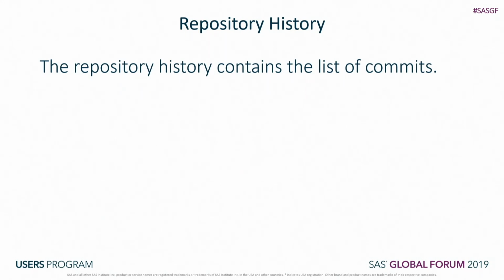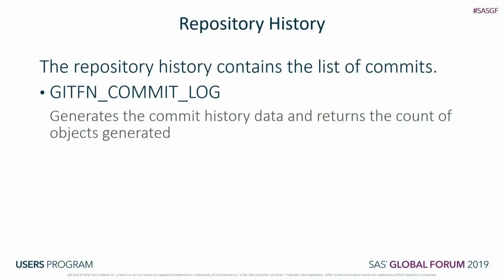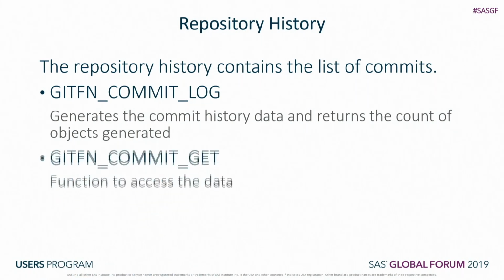Next set of functions is repository history. The repository history contains a list of commits that have been committed to the repository. It follows the same structure as status, a design pattern. You have the commit log function that generates the data structure in memory and returns the count. The commit Git function accesses properties of the commit objects.